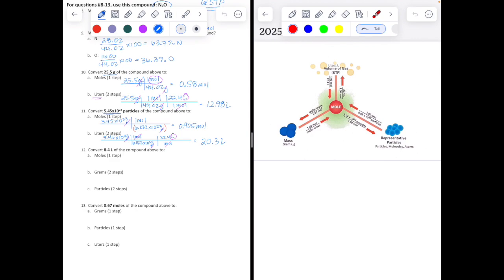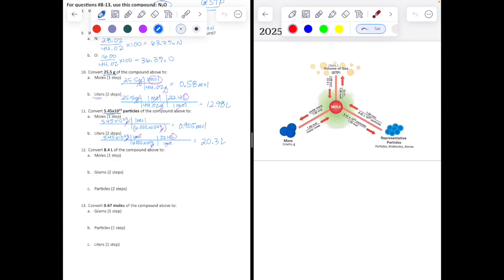grams, and particles. So let's see up here on our mole map, we're going to start with liters. And the first one is 1 step, we're going to go to moles. So we're going to use this conversion factor, 1 mole over 22.4 liters. And then for the next one, we're going to go liters to grams. So we're going to use that same first step to go to moles. And then we're going to go to grams. We're going to use this one here, going the right direction, molar mass over 1 mole.